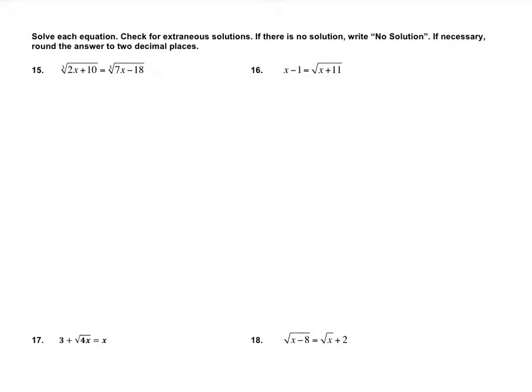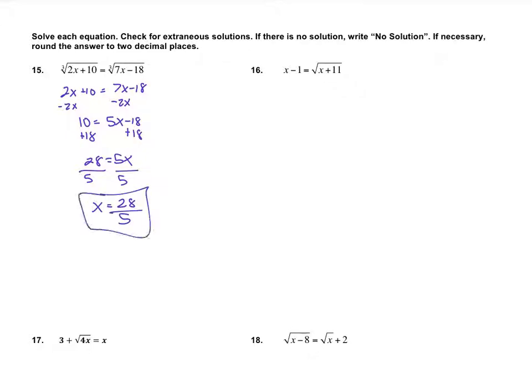For number 15, if we have cube roots on both sides, you can cube both sides, which gets rid of the radical. That leaves 2x plus 10 equals 7x minus 18. Now we just solve the equation. Subtract 2x. We're going to add 18. And then finally divide by 5. So you can leave that as x equals 28/5.